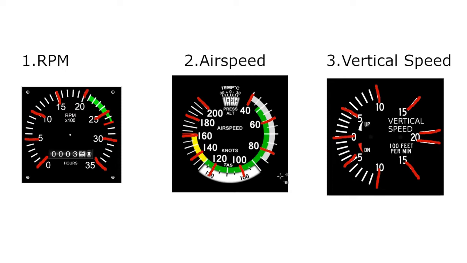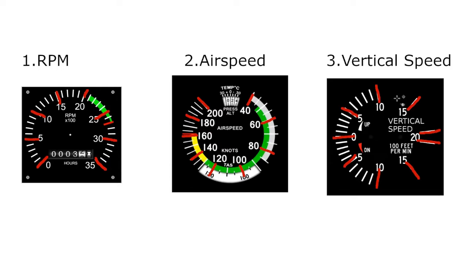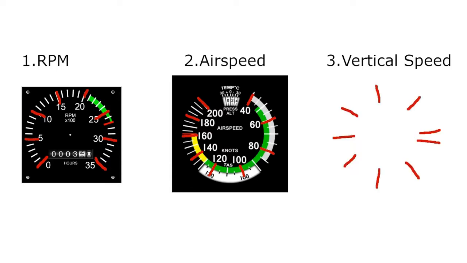This is not true with the airspeed indicator. These are a lot closer than, say, these. For the most part, it's true with the vertical speed indicator. You can see that the distance from here to here is a little bit more than the distance from here to here.